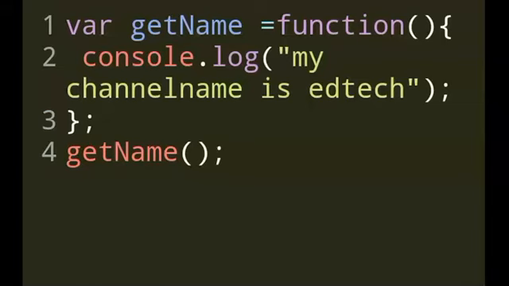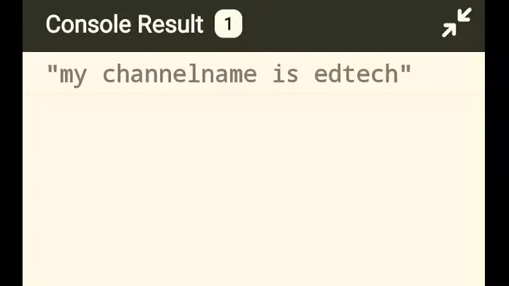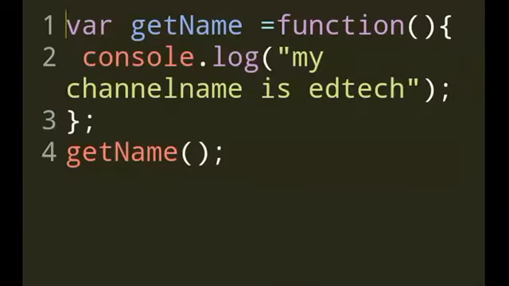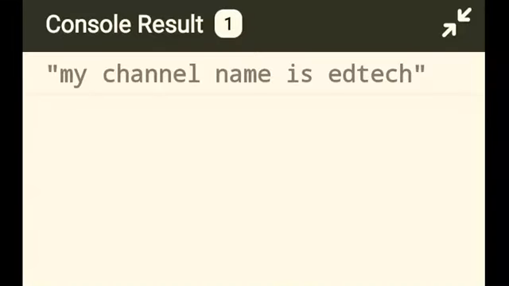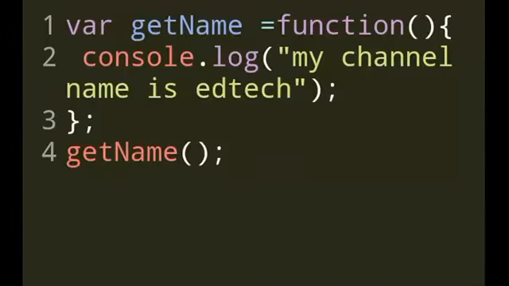So if I don't write getName, I don't get the result, because with the help of that only I can get the result. Yeah, so let's see. There you go, it's there. Forgot to give a space here, doesn't look nice. Okay, there you go, my channel name is edtech. So this is one of the examples of anonymous functions.